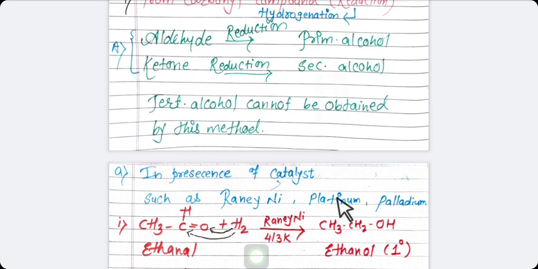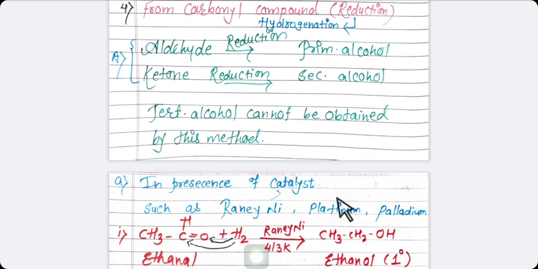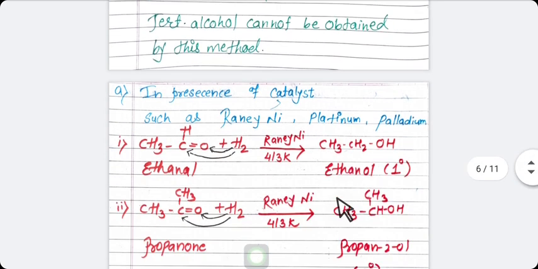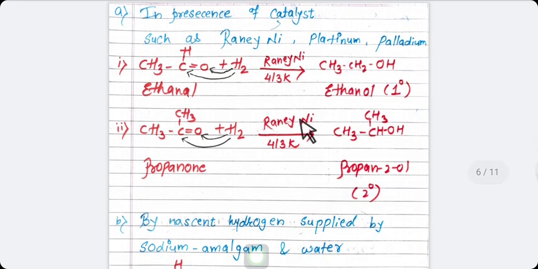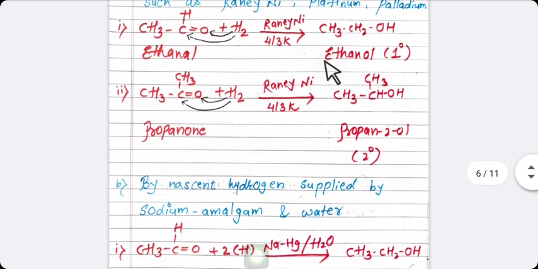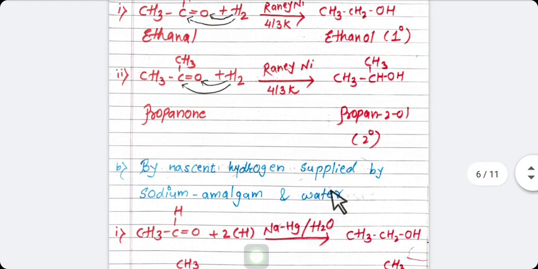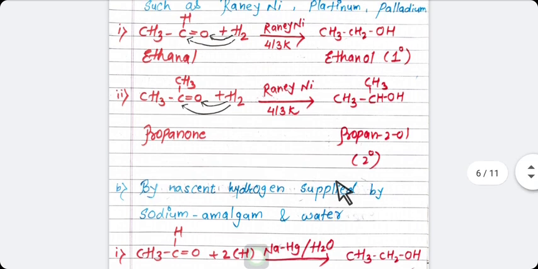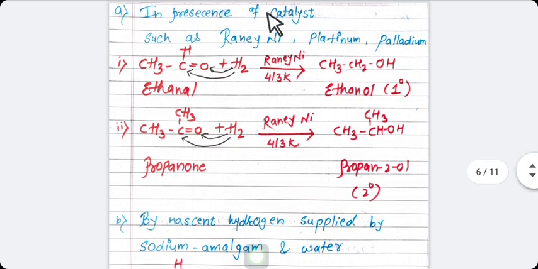So just see, reduction of aldehyde and ketone. There are two methods for the reduction of aldehyde and ketone. First is in presence of catalyst, and second is by nascent hydrogen supplied by sodium amalgam and water. Now see, in both the methods the procedure is the same.